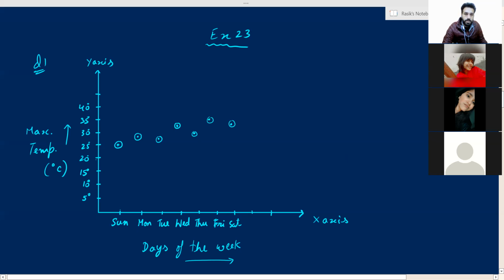So these are the points that you have marked. Now you can make a line graph. What is a line graph? Just join these points with the help of a scale. Use a scale to join these points. Okay.